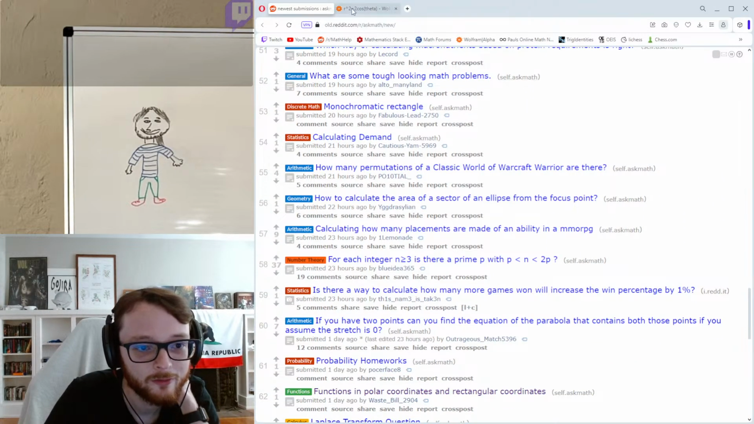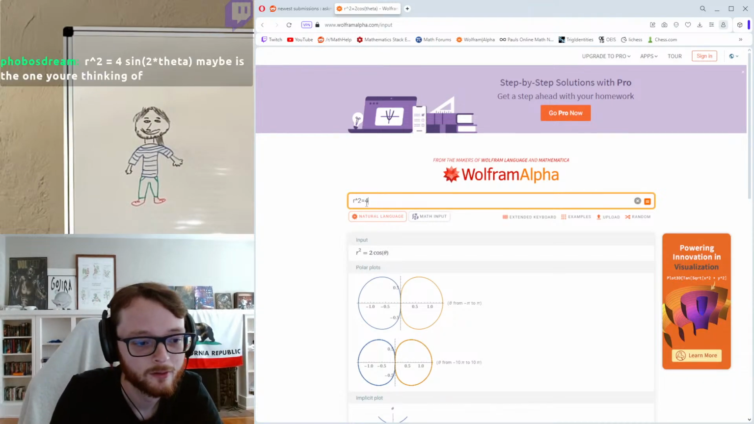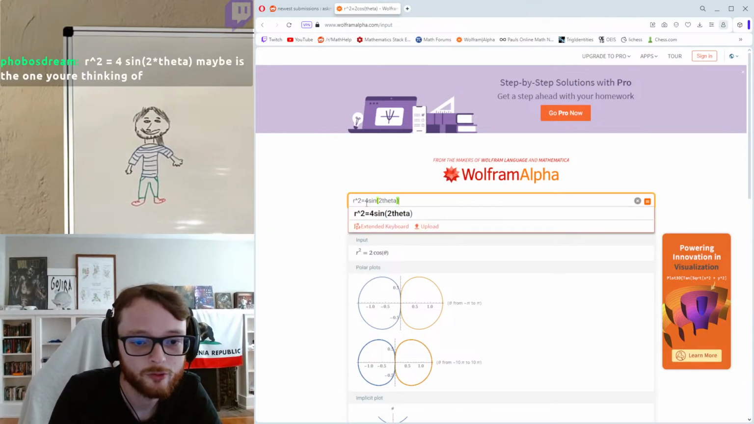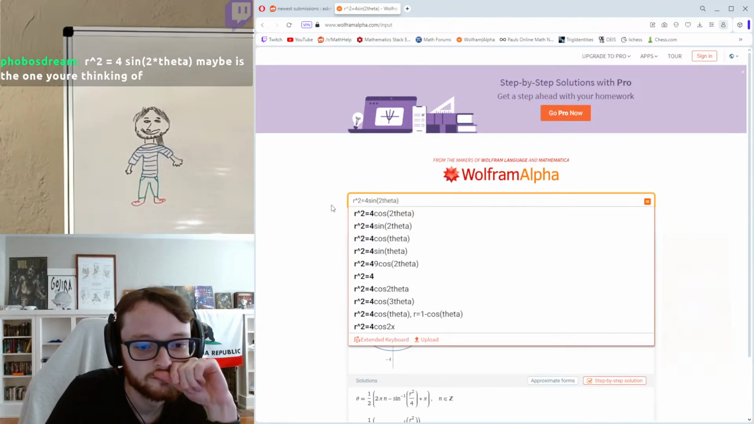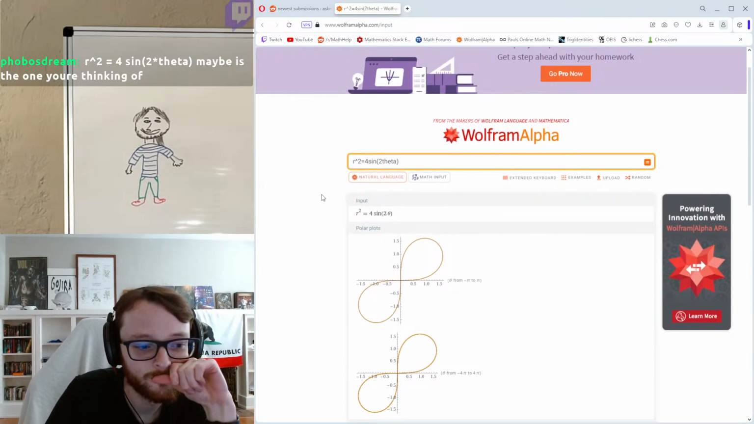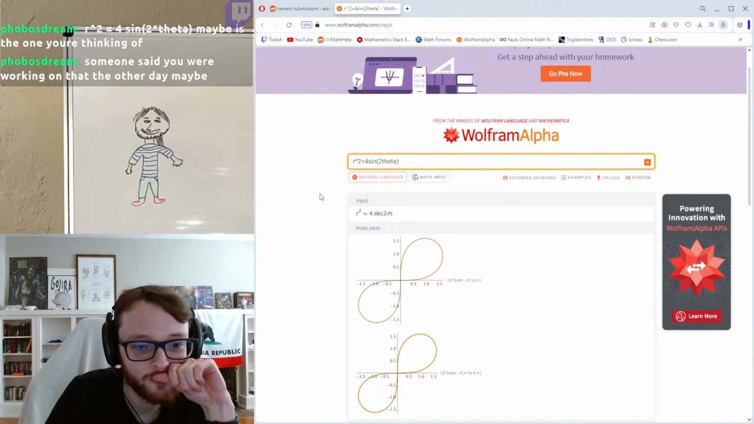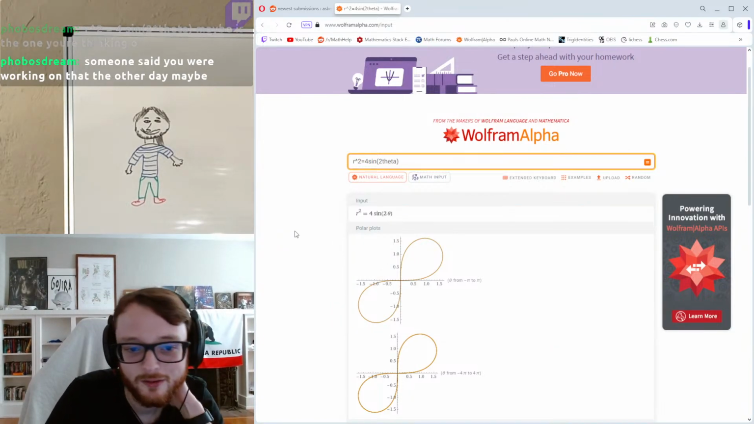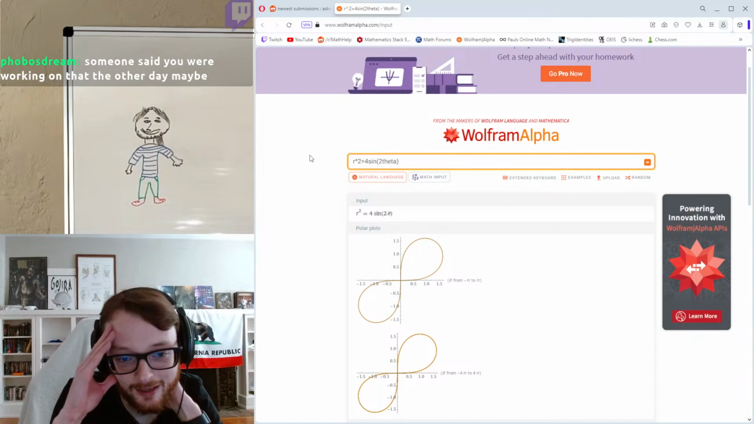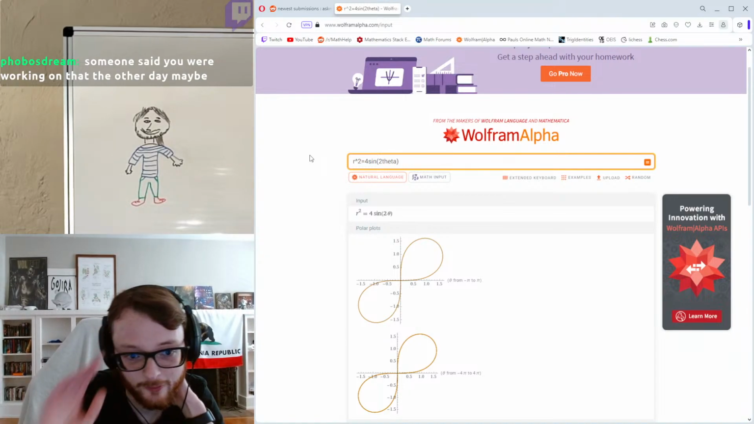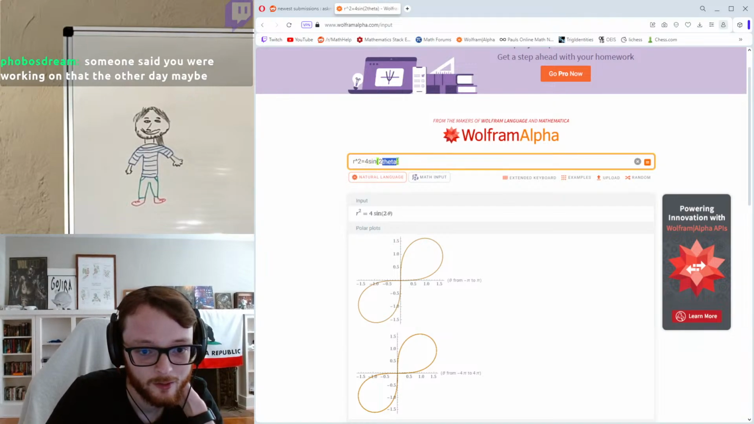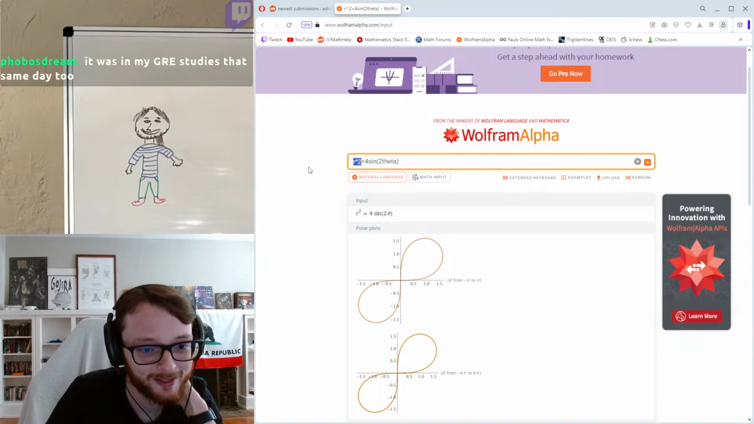R squared equals 4 sine 2 theta. Oh, okay. 4 sine 2 theta. There we go. Thank you, Phobos. Yes. I remember Critical Thinking posting a question involving, if not this exact curve, then something like it. To me, this fails being a function because for one value of theta, we get 2 values of r. So your GRE said it. Oh, that's crazy, Phobos.